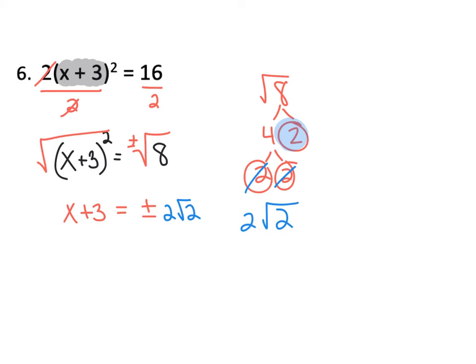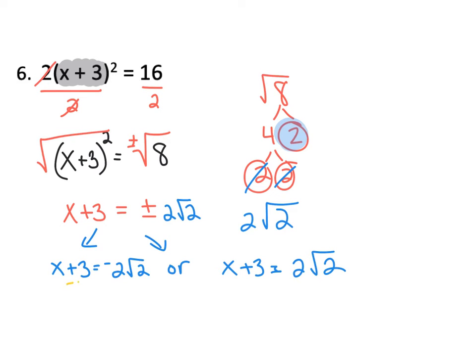So this really means I have 2 problems going on here. I have x plus 3 equals the negative 2 root 2, or x plus 3 equals the positive 2 root 2. So what am I going to do? Final step, I need to get the x by itself by subtracting 3, which gives me x equals, now it's alone, I always put the integer first, the negative 3, minus, because of the negative sign, 2 root 2, or, again, subtract 3 from each side.